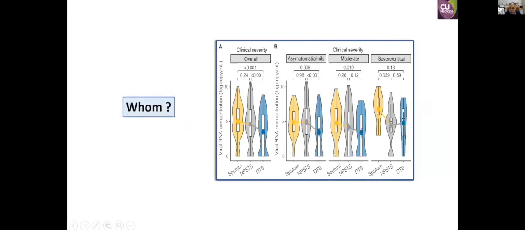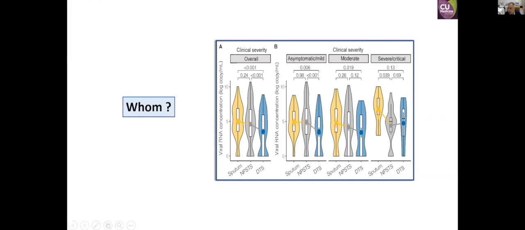Okay, next we want to take a look at who, so what kind of patients are they? For clinical severity, if we merge them together, you can see this deep throat saliva is a little bit less favorable than the other two respiratory specimens. And then if we divide them into asymptomatic, moderate, critical, and severe, you see the difference is bigger for the group of asymptomatic and mild infection.